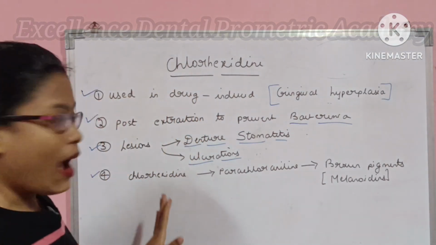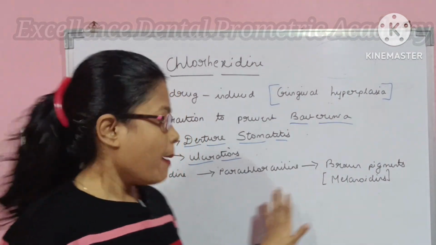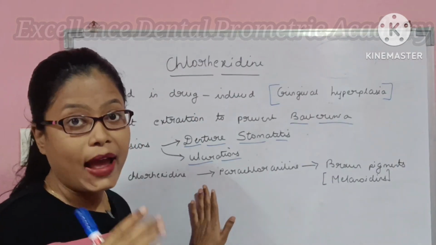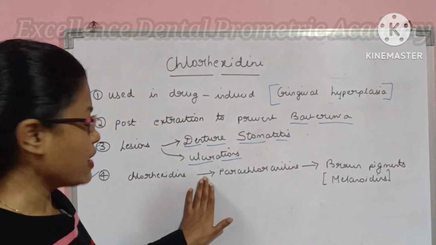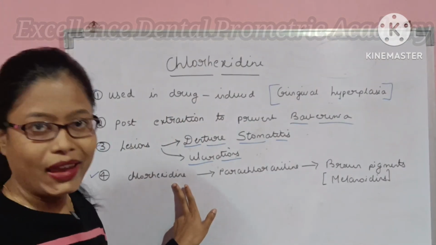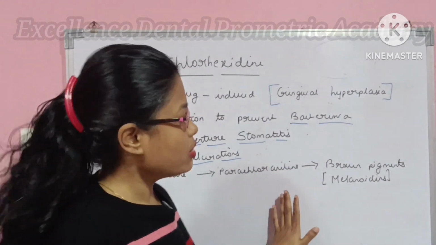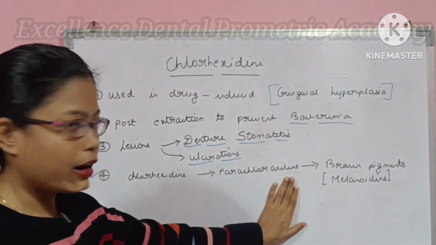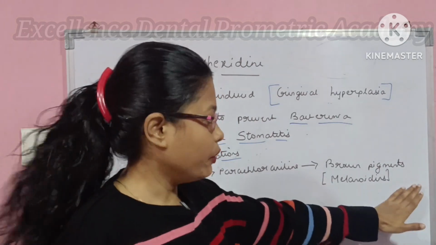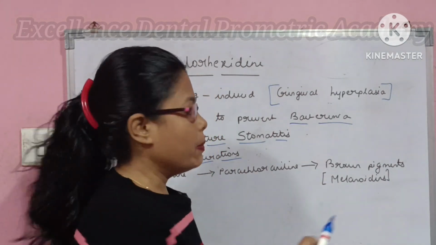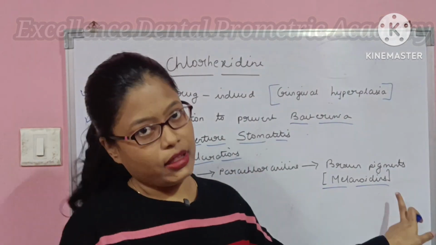But see, now I have easily mentioned that chlorhexidine breaks down into parachloraniline, but this is not a single step. It involves many steps. Okay, so there are many steps in between the breakdown of chlorhexidine into parachloraniline, and all these steps we'll discuss in our upcoming videos. So when it breaks down into parachloraniline, it again degrades to form the brown pigments, and these brown pigments are called melanoidins.